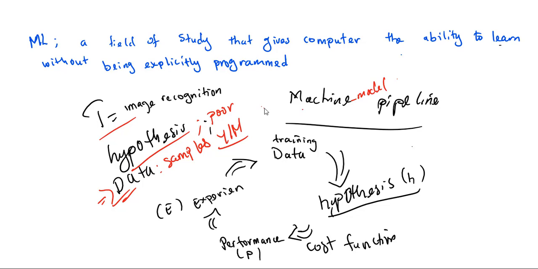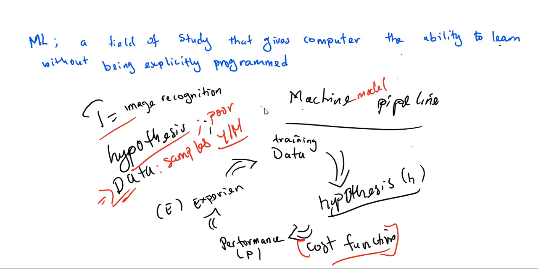One way to calculate our performance is by using something we call a cost function. This cost function is just a mathematical equation. Our hypothesis is also a mathematical equation. We are going to be seeing the cost function, hypothesis and so on in our future videos. This one is just a pipeline. This is how a machine learning model is created.